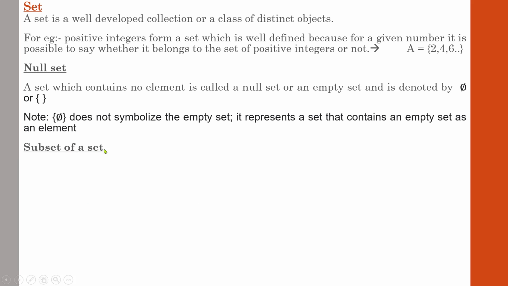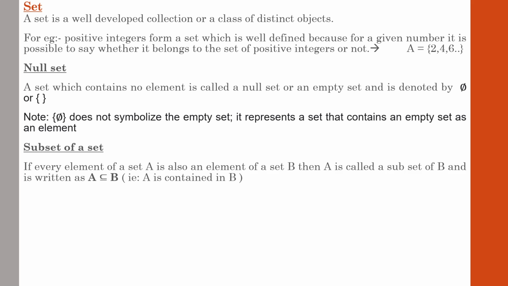Next one, subset of a set. Subset of a set actually means a sub of a main set. That is a part of the main set. That is the meaning of subset. If every element of set A is also an element of set B, then A is called a subset of B. Here for the time being we are using two letters A and B, for understanding purposes only. It is not the exact definition.